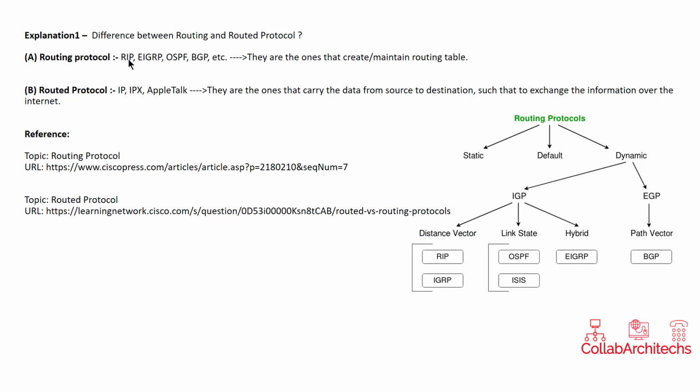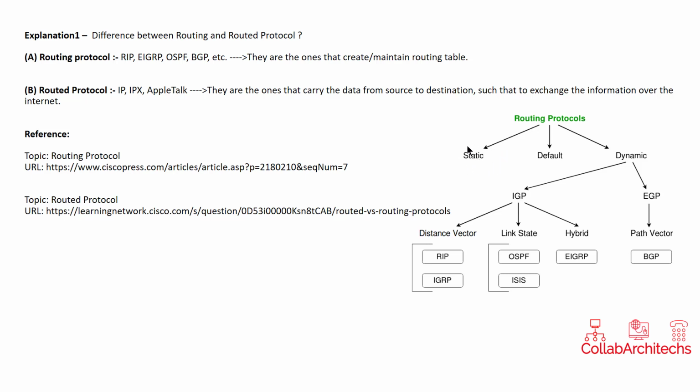RIP, EIGRP, OSPF, BGP, these all are the routing protocols. Why is it a routing protocol? Because they are the ones that are creating the routing table and maintaining the routing table. So the ones which create and maintain the routing table are called routing protocols.